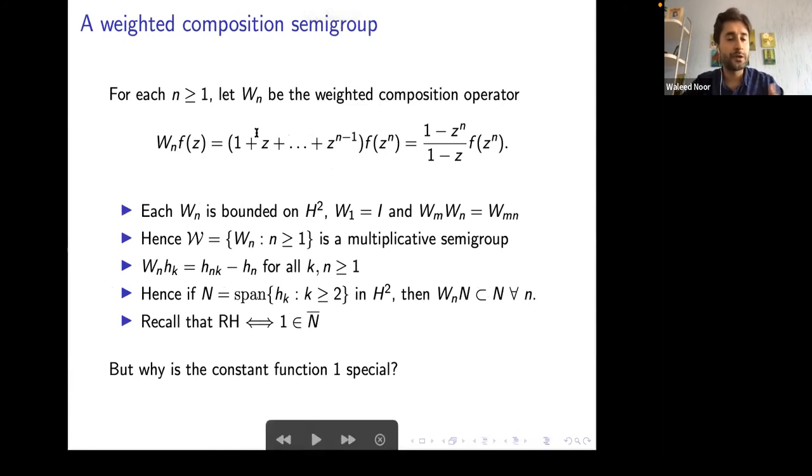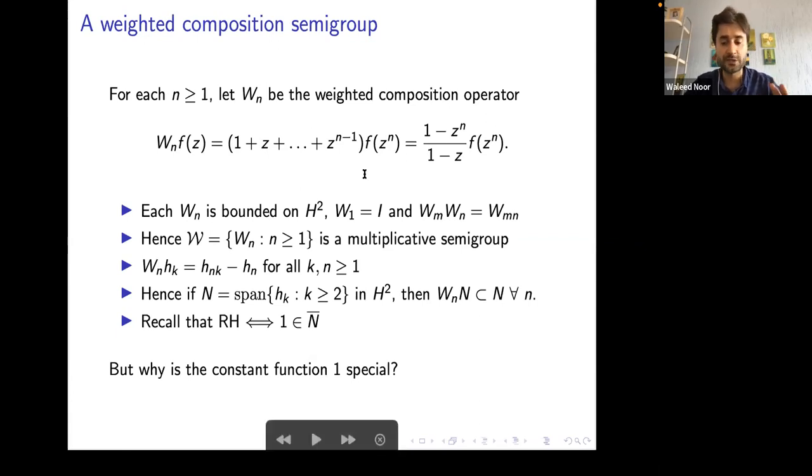So the particular weighted composition semigroup that we are interested in is defined as follows. Wn f is equal to this polynomial 1 plus z plus up to z raised to the power n minus 1, multiplied by f composed with z raised to the power n. You can write this also like this. So what is so special about this weighted composition semigroup?